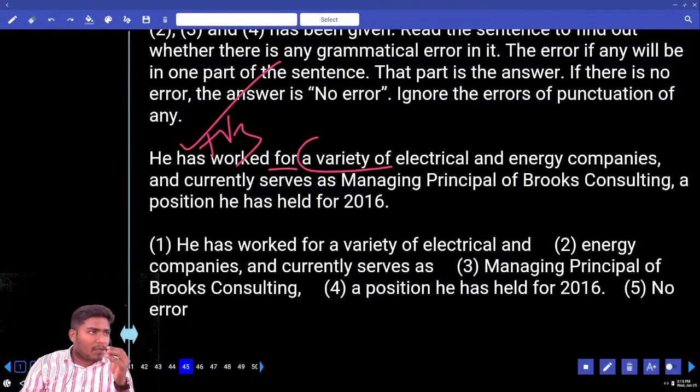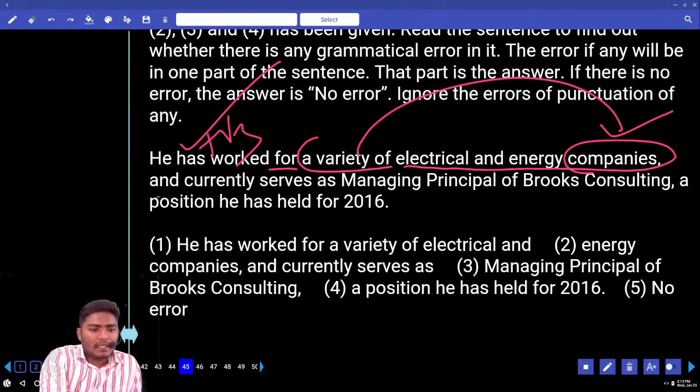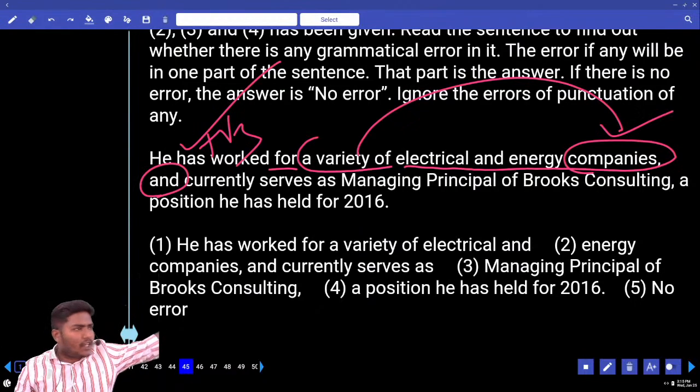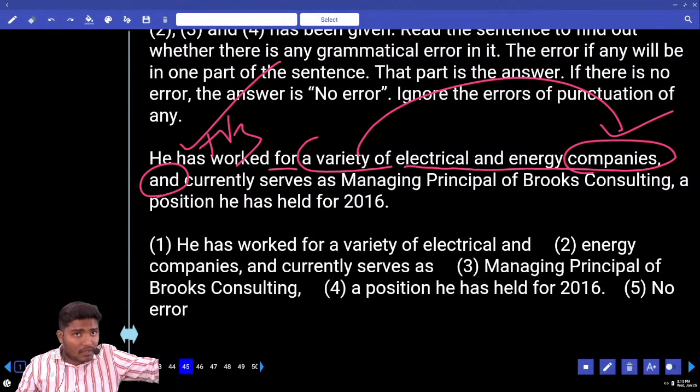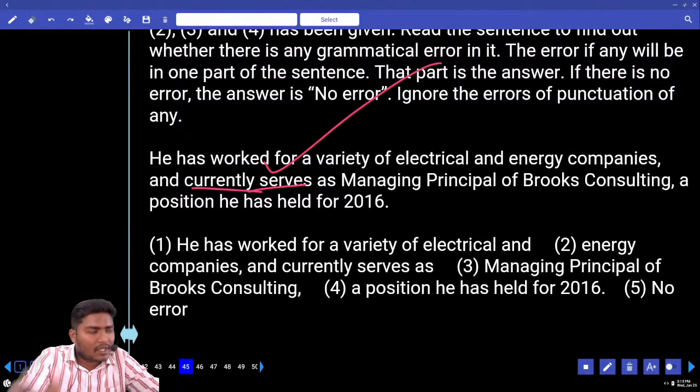"Variety of" is followed by a plural noun. Do you have any plural noun or not? Variety of electrical and energy companies. Clear till here? Yes. And previously he has worked for a variety of companies. Forget about that. Now, currently, in the sense of speaking about the present case, currently he serves.